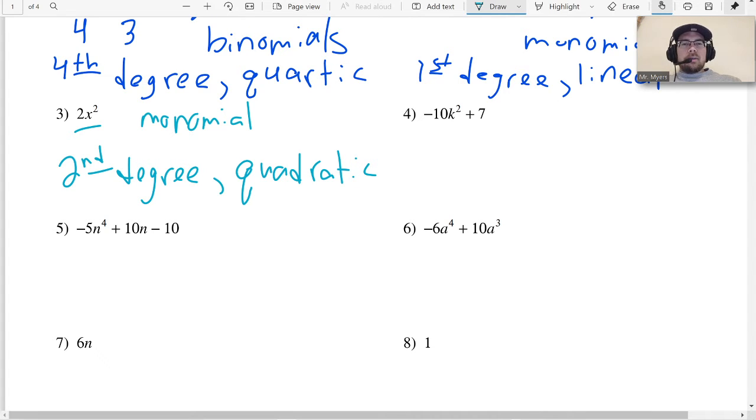So it's a quadratic if it's a power of 2. Speaking of powers of 2, this one also has that. This one's got 2 things. So it's a binomial.